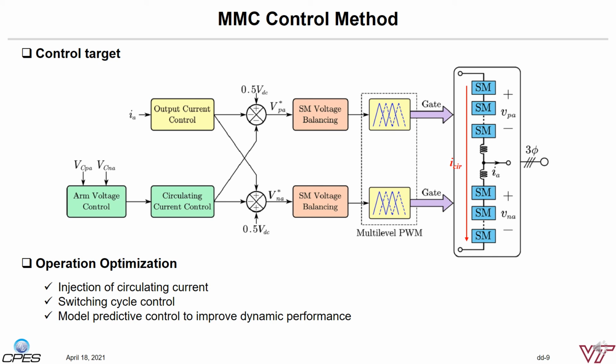The control of MMC is quite challenging and involves multiple control objectives. The arm voltage and output AC current are the primary control objectives. To achieve these goals, the control needs to create the voltage command for each MMC submodule. The control of MMC also needs to balance the total capacitive energies in the upper and the lower arms. In the MMC phase leg, the circulating current that flows inside the two arms is a unique control freedom that doesn't exist in the conventional multi-level converter.